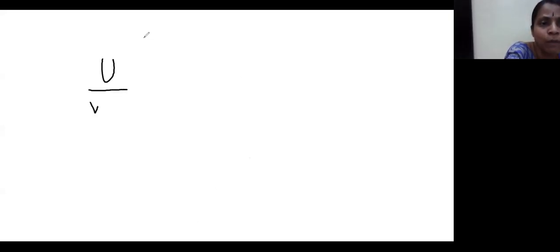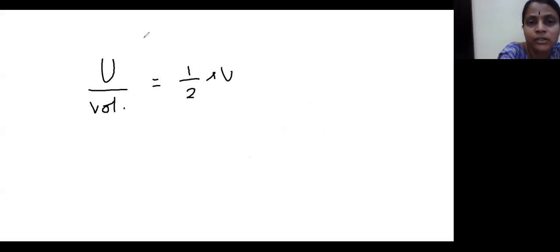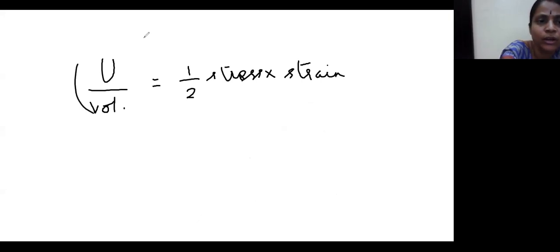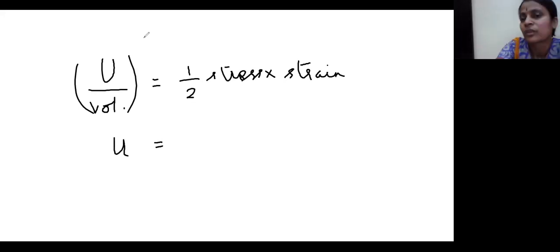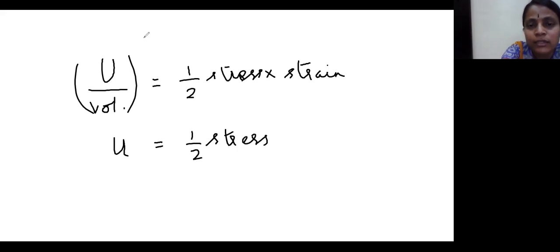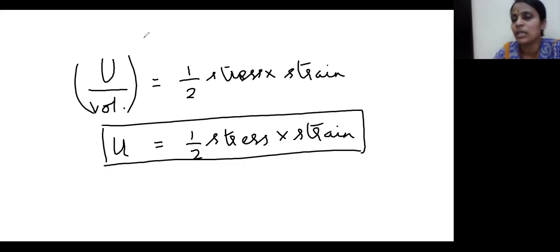So what happens to U upon volume? U upon volume becomes equal to half stress into strain. Right, children? And what is this called as? U by volume, the potential energy per unit volume, is nothing but your elastic energy density. We are going to denote it by a small u, which is going to be equal to half stress into strain. So this is the relationship between stress, strain, and potential energy density.